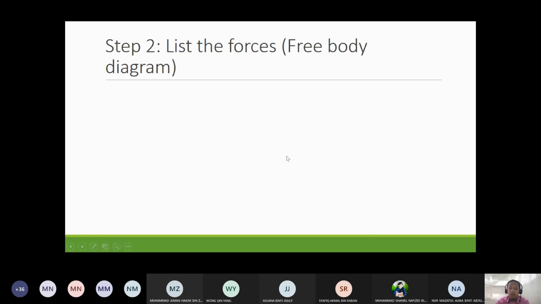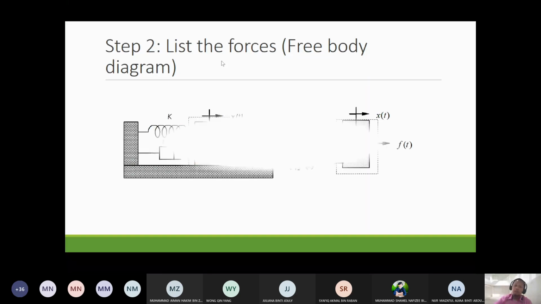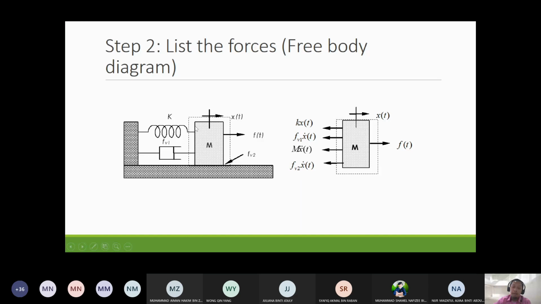And then after we identify the input and output, we can list all the forces on the system by drawing the free body diagram. From this system, we have the force from the spring, the internal force, the force from the damper, the friction, and the inertia of the body because it has a mass, and we have the input force. All of these forces can be shown by drawing the free body diagram.